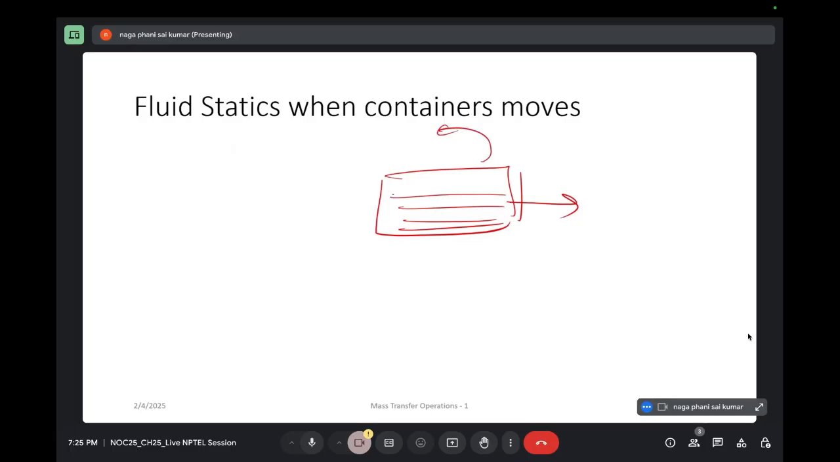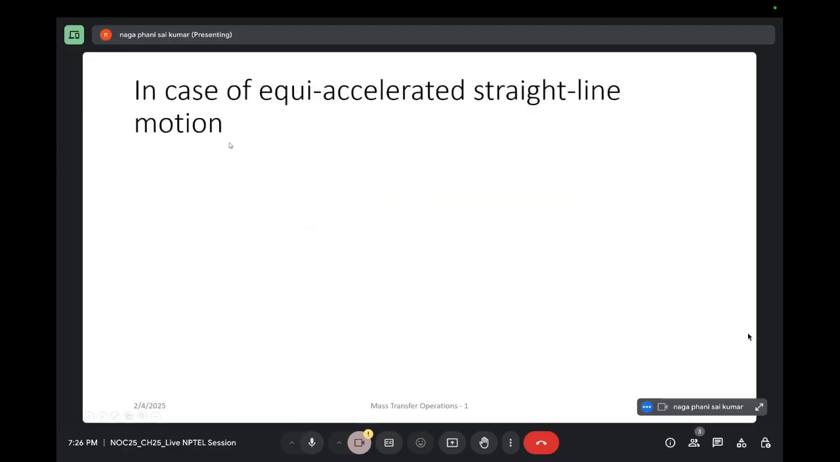If there is no relative flow of liquid, while the liquid and vessel move as a single body, in these cases we will see what the pressures acting are and how we calculate them. So this can be treated as mechanics of a stationary state. First let's see the case of accelerated straight line motion.